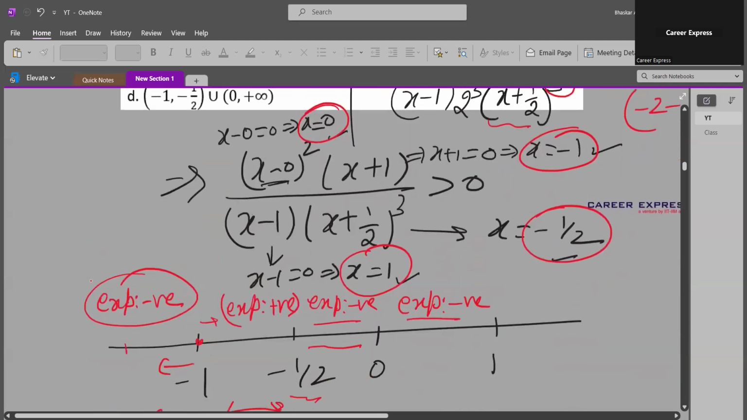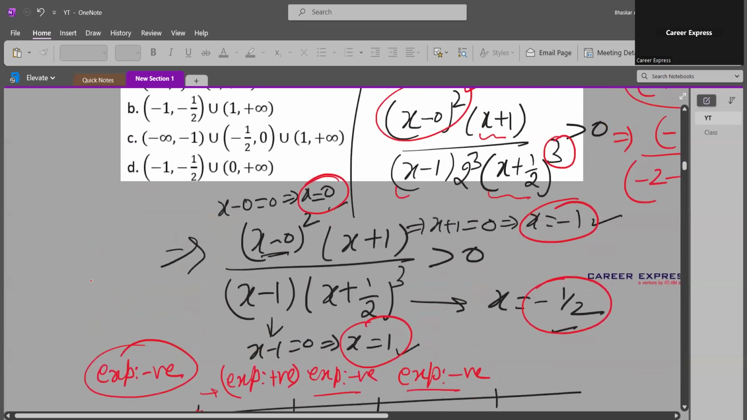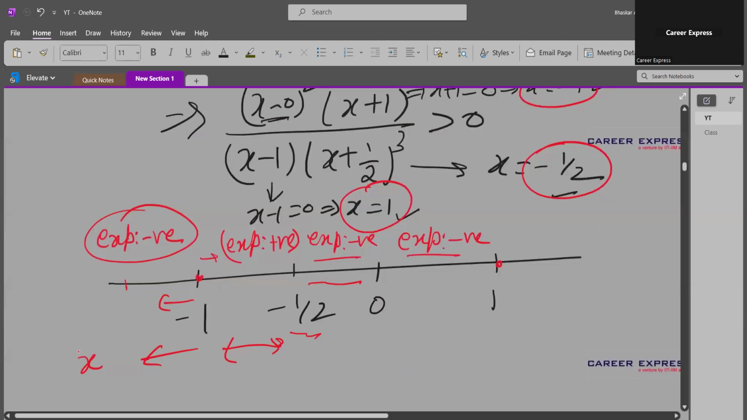And then we come to the last part, which is 1. 1 came from this bracket and here also the power is 1, which is odd. That means the sign of the expression will change when we cross 1. That means on the right side of 1, the expression will be positive.